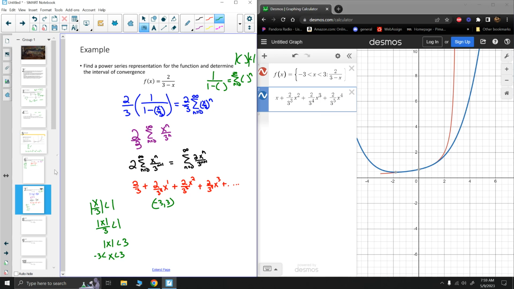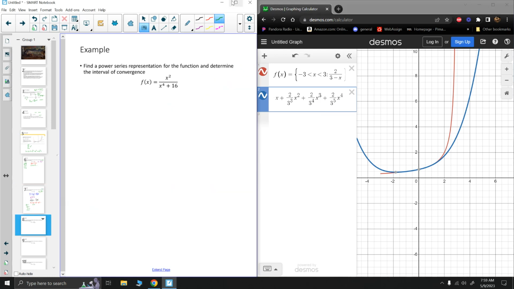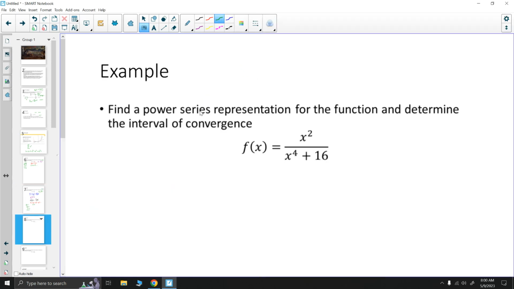Okay, let's take a look at another one. All right, so here we have x squared over x to the 4th plus 16, same directions as before. So again, we're trying to match it to 1 over 1 minus something. I keep going to write x, but I want to make it clear that it can be whatever. And again, this will be the sum from n equals 0 to infinity of that thing to the n, and we want to also take the absolute value of that thing and show it's less than 1.